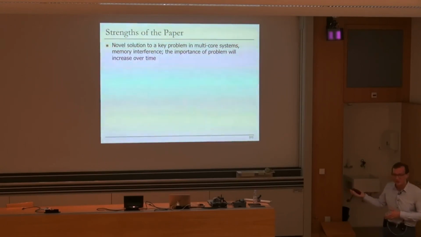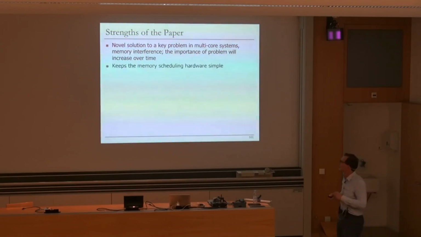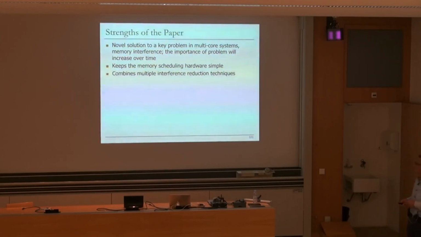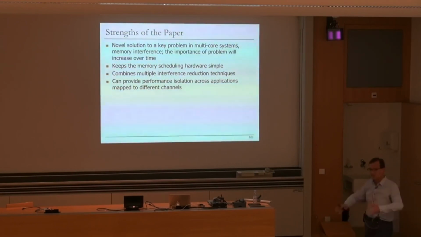So it's a novel solution to a key problem in multi-core systems, memory interference. It's always good to start with the problem and solution, right? The problem is key, the solution is novel, and the importance of the problem will increase over time. Clearly, we're going to be more memory bottlenecked, so it's good to do this sort of analysis. It keeps the memory scheduling hardware simple, so it's good for power consumption and complexity. It combines multiple interference reduction techniques. This is also new. It can provide performance isolation across applications that are mapped to different channels. Now they're isolated from each other completely.